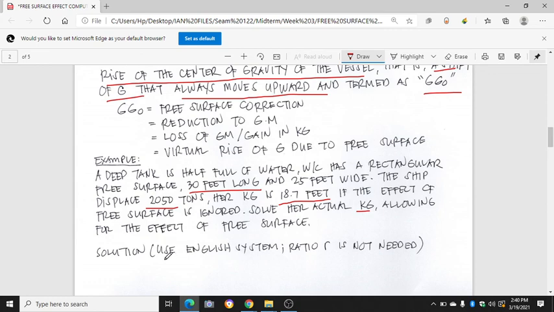So, solution: we will use the English system. Why again? Because the unit is feet. So the ratio is not needed, because the specific gravity inside the tank and the water the vessel is floating in, the salt water, are the same. So we will not use this ratio anymore.